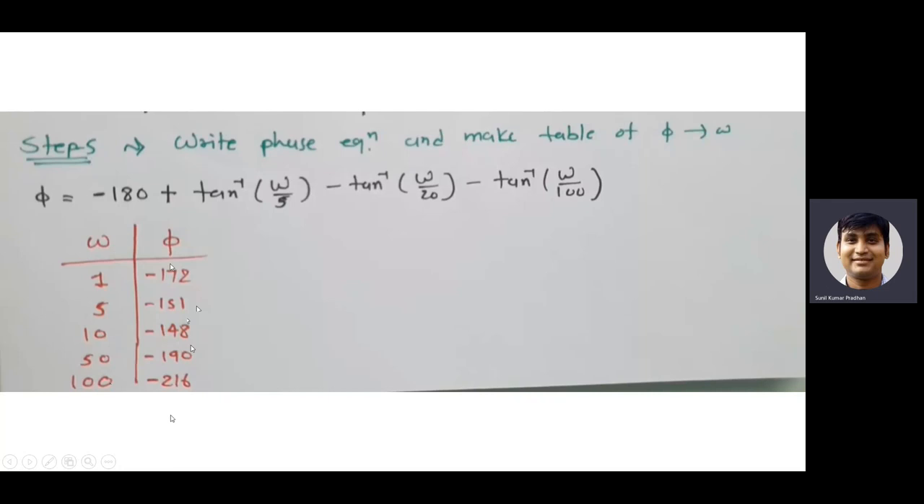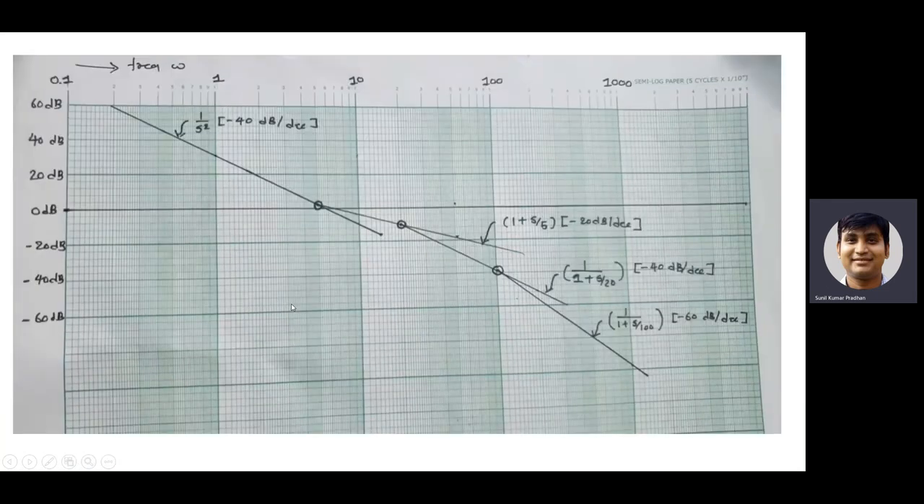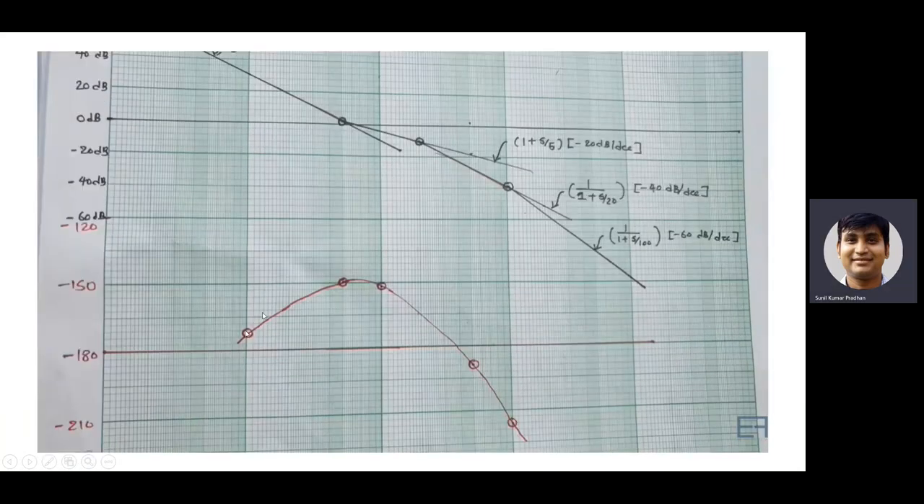Now, for these values, we have to plot them on the phase curve. These are the points which you get for different values of omega. So after getting the points, we draw a smooth curve. Now this smooth curve corresponds to your phase curve.